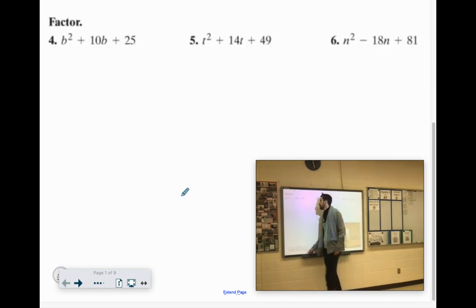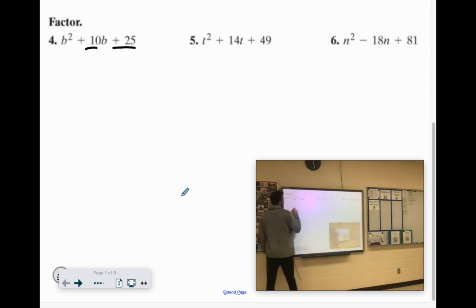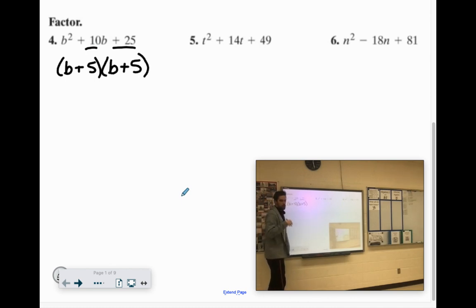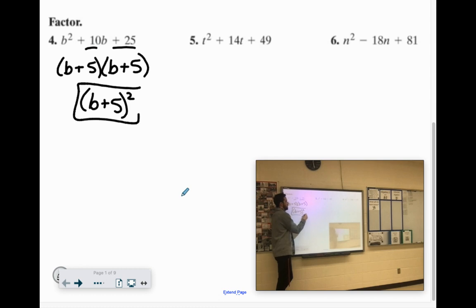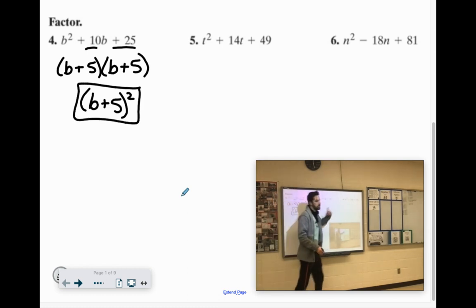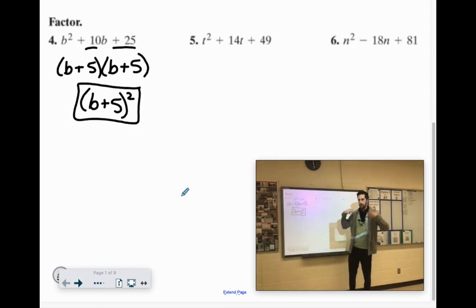Factor. So we're looking for factors of 25 that add up to 10, which would be 5 and 5. So we'd write b plus 5 times b plus 5. But if you have the same thing written twice, the cool thing to do is just write b plus 5 squared. And I'll just be totally honest with you guys, that's going to happen on these other two. That's the whole reason we're practicing, because we're going to be using this trick today.